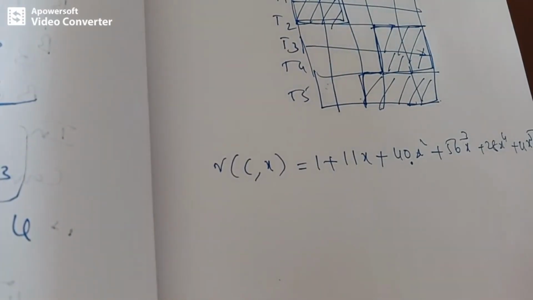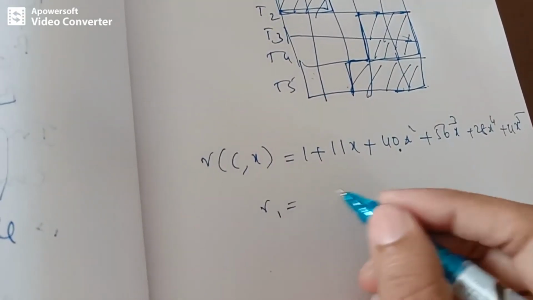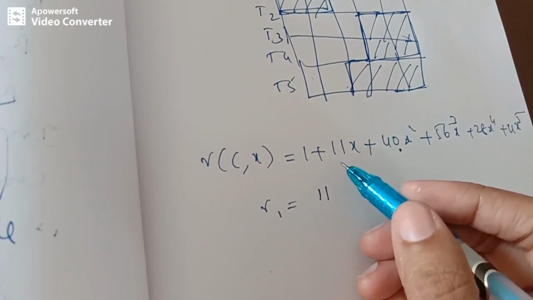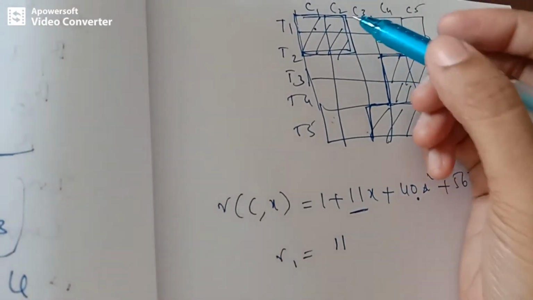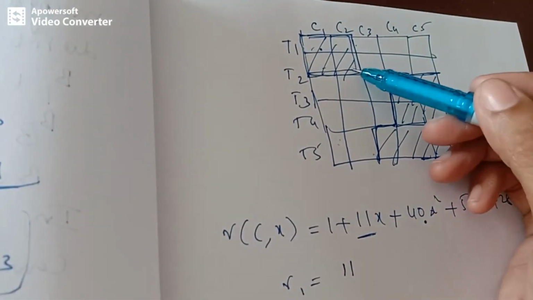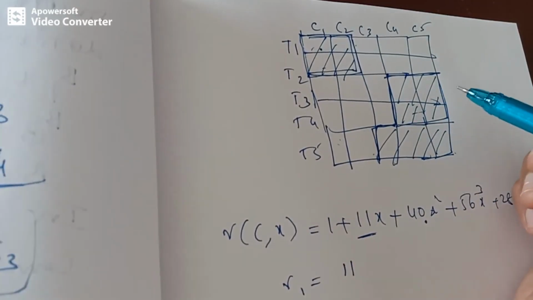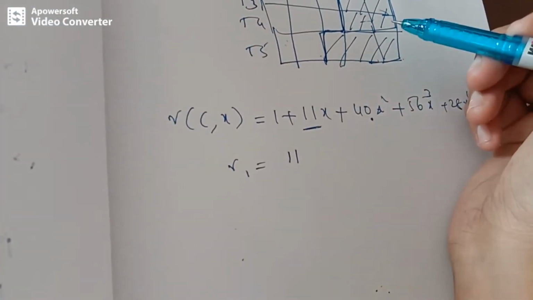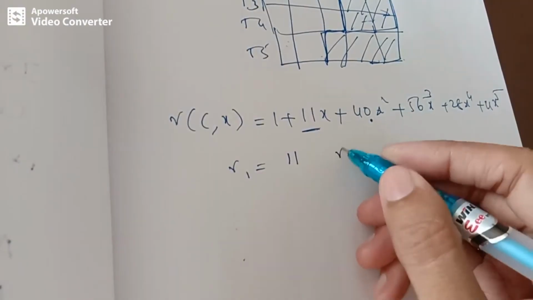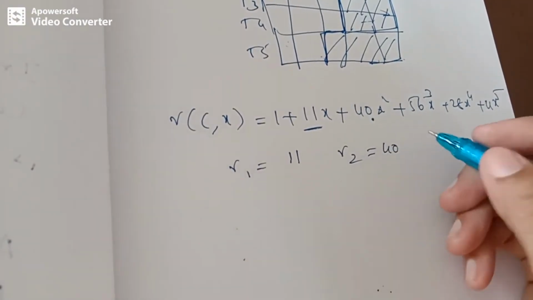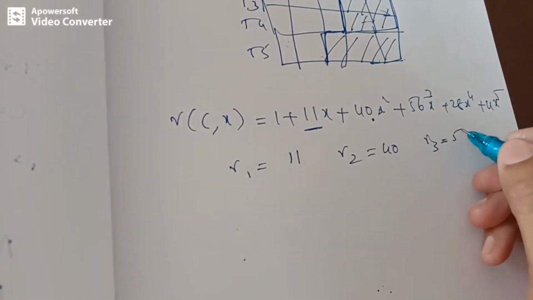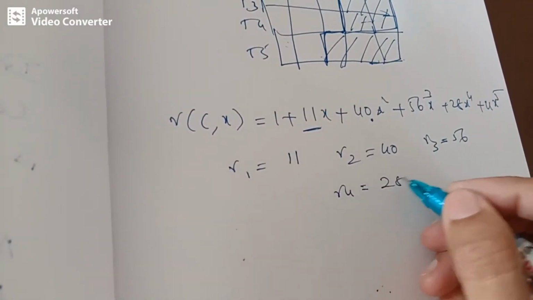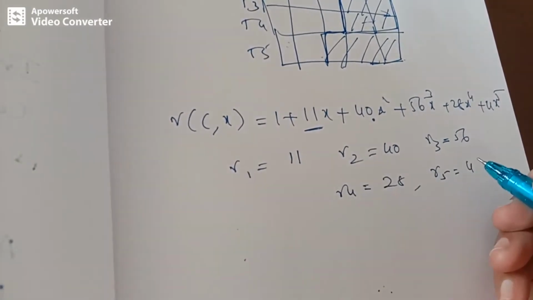Now let's write down the value of R1. You know, R1 is 11. Right, there are 11 squares. If we tally also, we'll find that there are 4 squares in the first board and 7 squares in the second board, so totally 11. And the value of R2 is 40. The value of R3 is 56. R4 is 28 and R5 is 4.